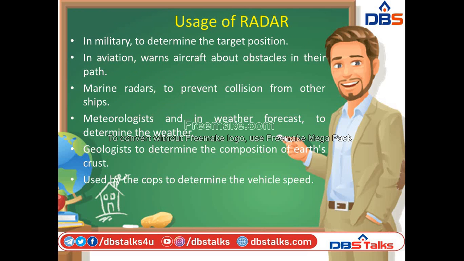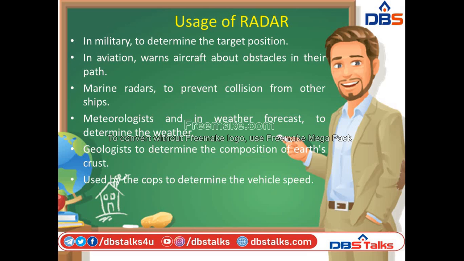So the usage of radar: where are we going to use these radar signals in our modern or daily life? See, in military applications to determine the target positions, that means in order to identify missile detections, we are using this. In aviation, that means in aircraft, it is going to warn about the obstacles in their path, and the pilot in the cockpit will receive the signals or some commands from the ATC.